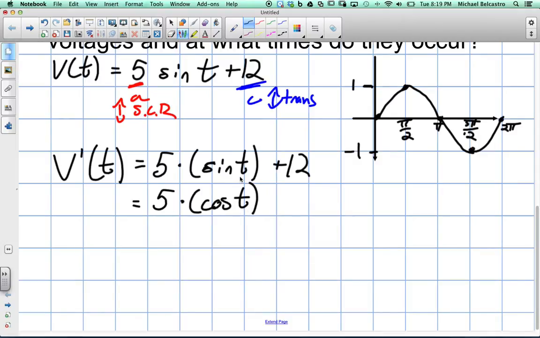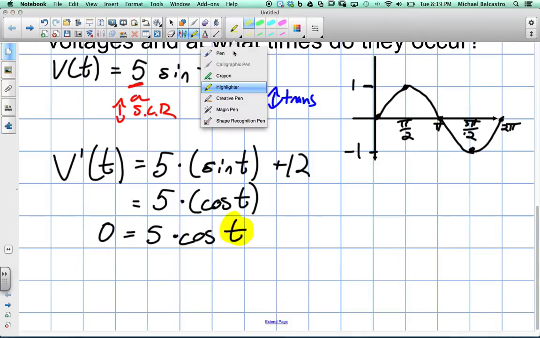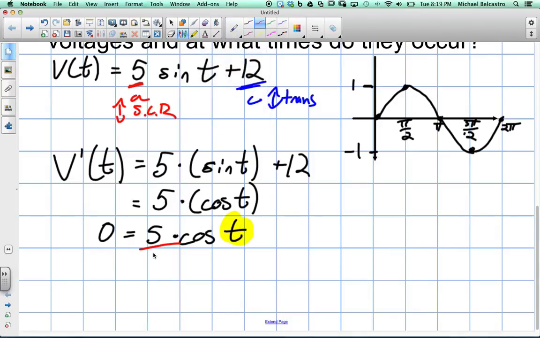Okay, great. So we know that to find a tangent of the curve, we want to set it equal to 0. So we're going to set 0 equal to 5 cos t. The goal is to essentially isolate for our value of t. So we bring 5 over to the other side, and we divide. 0 divided by 5 still gives us 0. So 0 equals cos t.